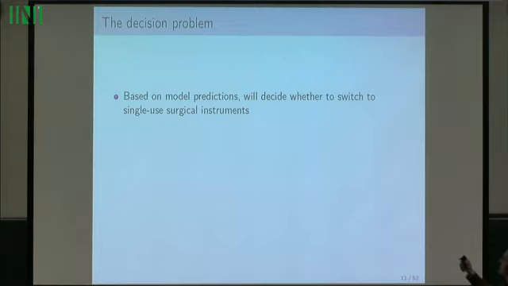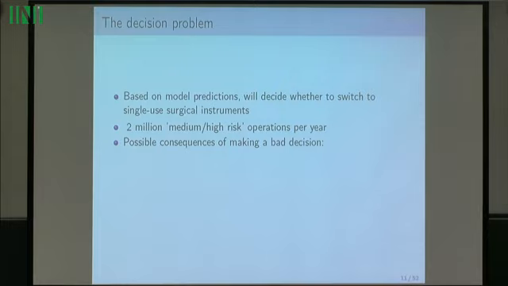So based on the numbers that come out of these models, we're going to make a decision. The decision's going to be made on whether or not you'd switch to these single-use surgical instruments. Okay. Now, in terms of the operations that we were looking at, I think it was of the order of 2 million of these operations being done every year. So if you just think about what's possible, you can make a very bad decision either way.